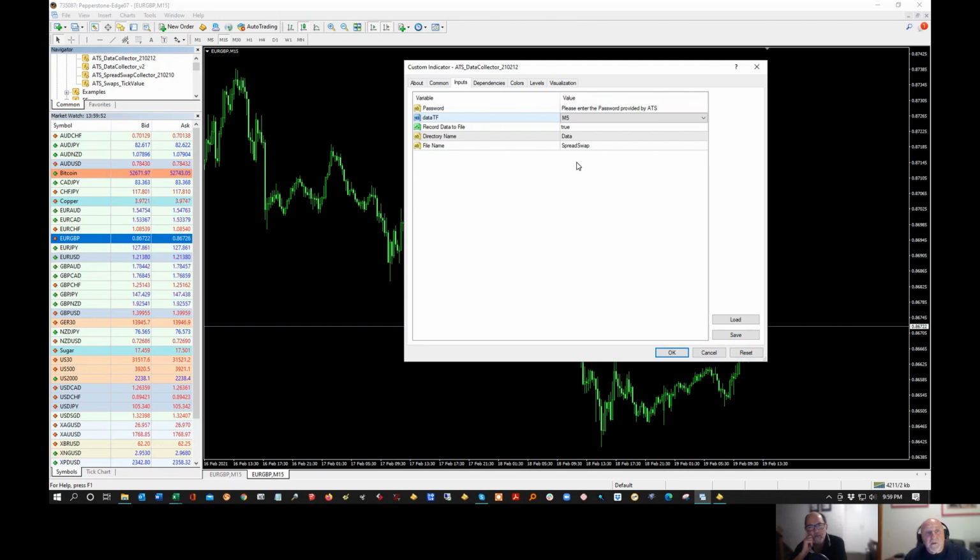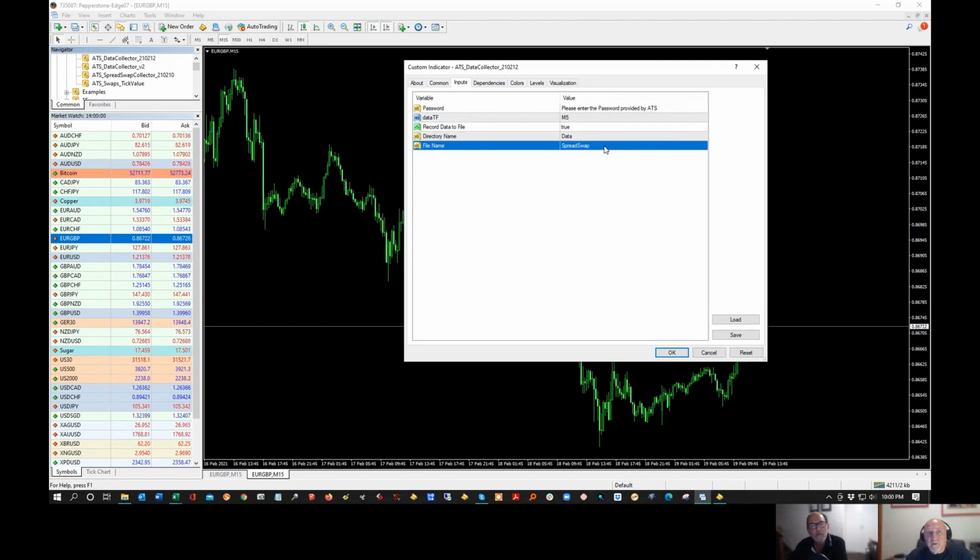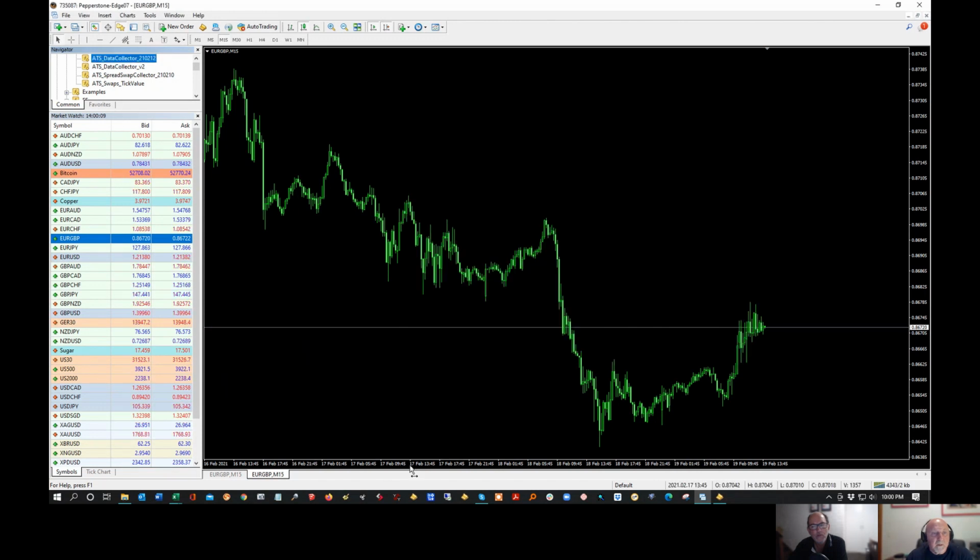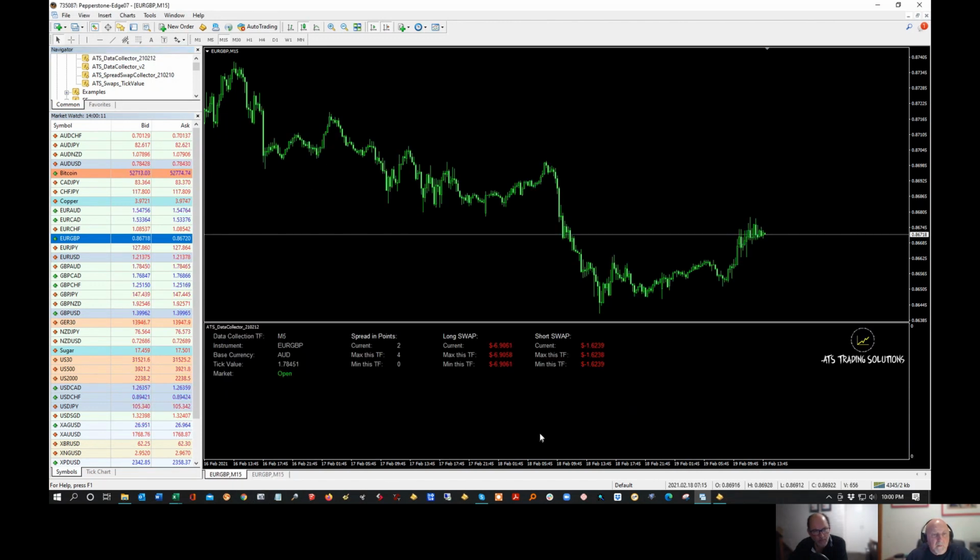It then records that information into a CSV file, into a directory called data, and I've just called this spread swap. You can call it whatever you like. And you can change the directory name as well. So basically that's the inputs you need to make the data collector work. And when you load it up, this is what you'll get.